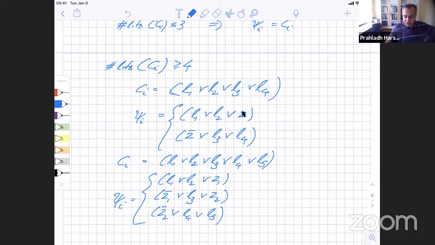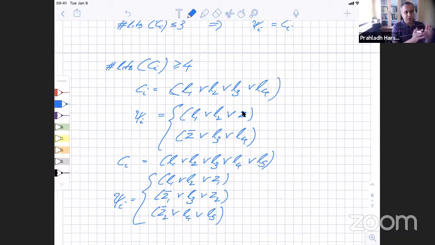Depending on which one of these, you can set Z1, Z2 correspondingly in the right way so that this becomes true. Similarly, if this is true by a particular assignment to L1, L2, L3, L4, L5, and Z1, Z2, then the same assignment to L1, L2, L3, L4, L5 will satisfy Ci. That's all we do. Notice that this is an extremely simple reduction.